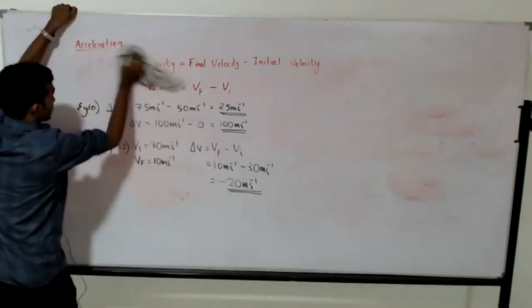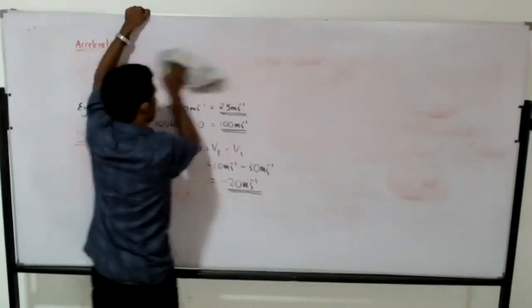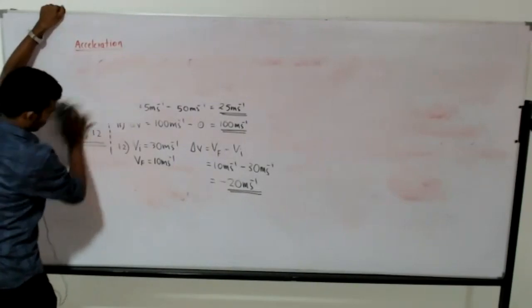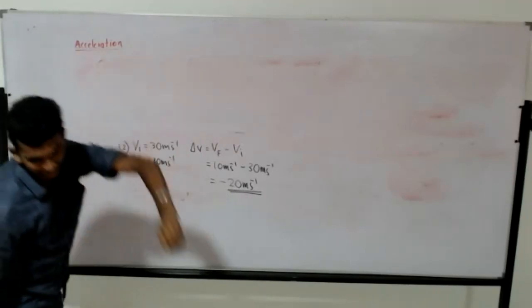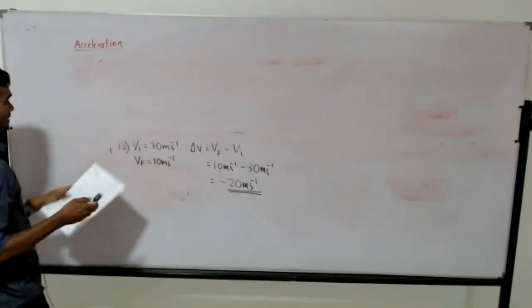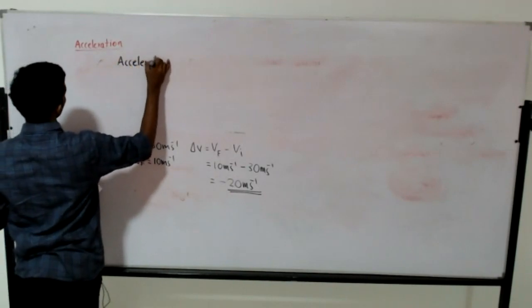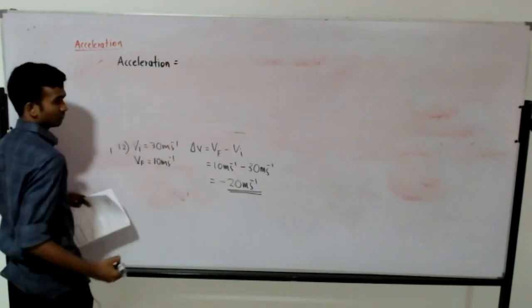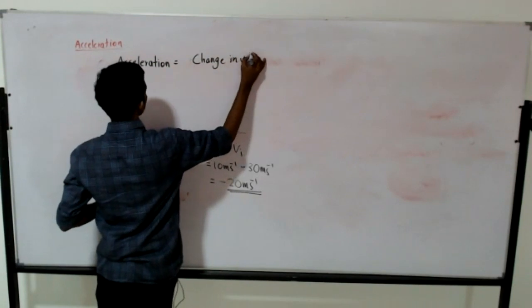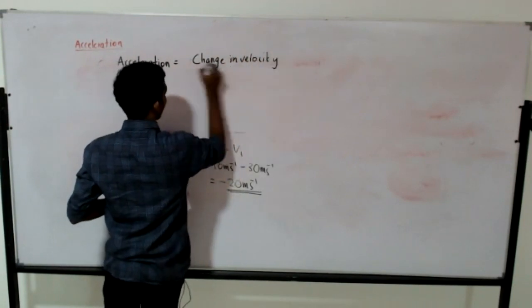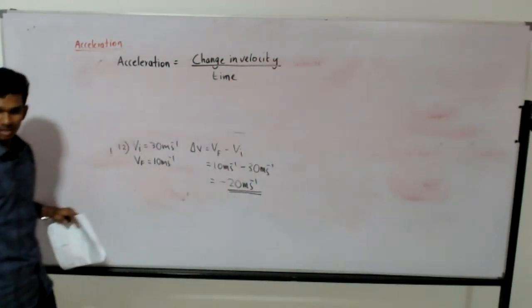Right. Now we can go to acceleration. I'll erase this part also. Children, acceleration is defined as change in velocity divided by time.